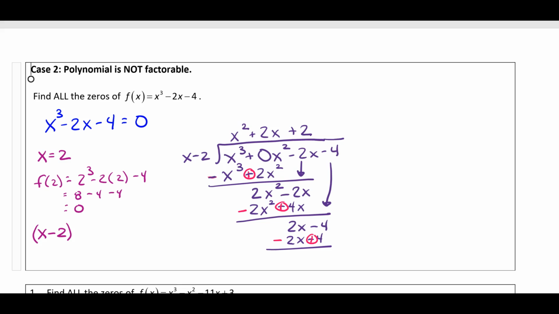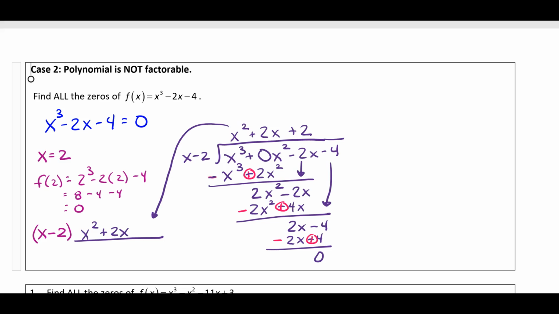And here's the thing, guys. We should get a 0 as a remainder, which we knew we were going to get because of the remainder theorem: f of 2 equals 0. x minus 2 went into this function, and we have 0 left. So what that means is this x minus 2 is a factor, and we have this other new factor now. This x squared plus 2x plus 2 is our other factor.